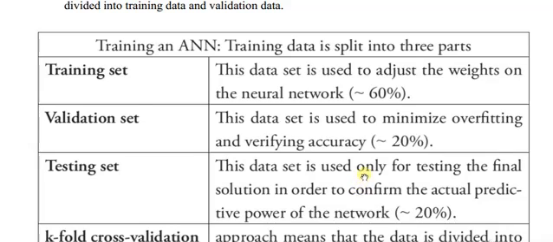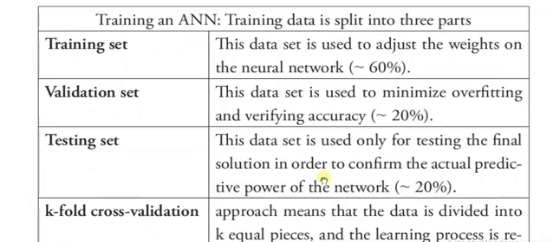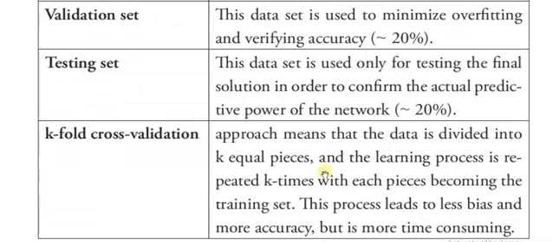So altogether, 100% of the data set is divided into 60% as the training set, 20% as the validation set, and 20% as the testing set. So this testing data confirms the predictive power of the neural network. Now apart from these three techniques, we have one more most important technique, that is k-fold cross validation.